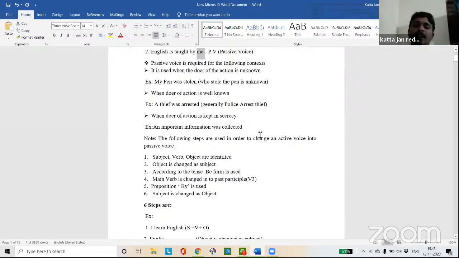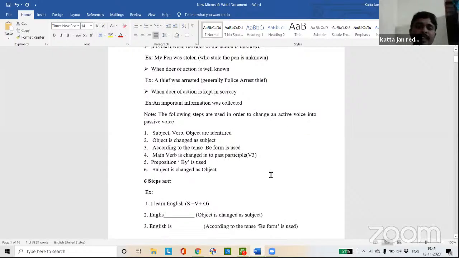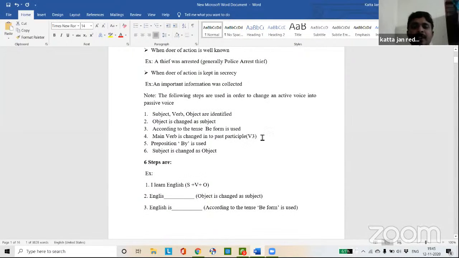So the setters of the competitive examination almost focus on these situations, right? These three situations. The following steps are used in order to change an active voice into passive voice. Actually, it is not our actual subject to discuss, because you cannot be asked in the IBPS examination to convert an active voice into passive voice, or a passive voice into active voice.